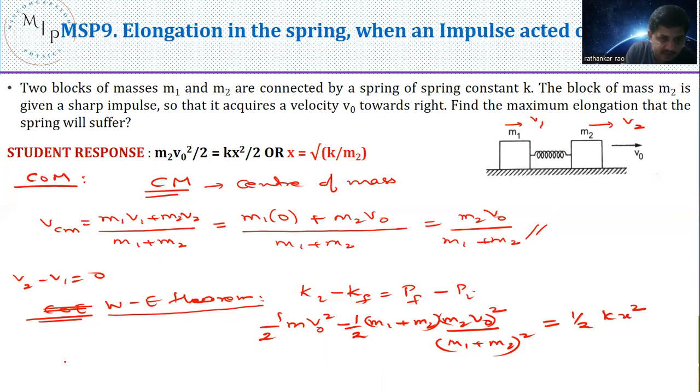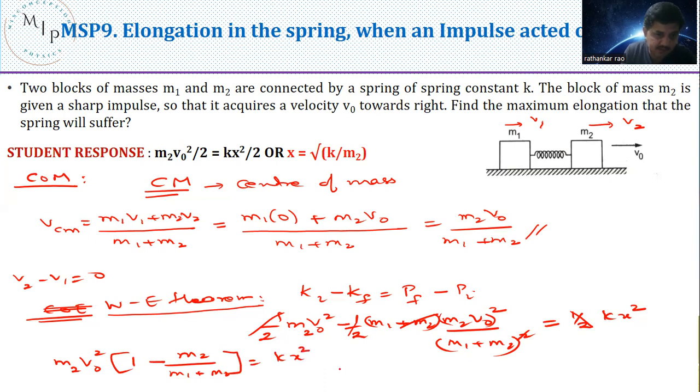Now I can remove this half on all the sides. And what is this m here? M is m2 here. Very, very carefully I have to read, otherwise we'll be making mistakes. Then I will write m2 v naught square. I take this common into 1 minus, what do I have here? This is m1 plus m2 here. The square goes away here. So thus I will have m2 divided by m1 plus m2 is equal to kx square, right?